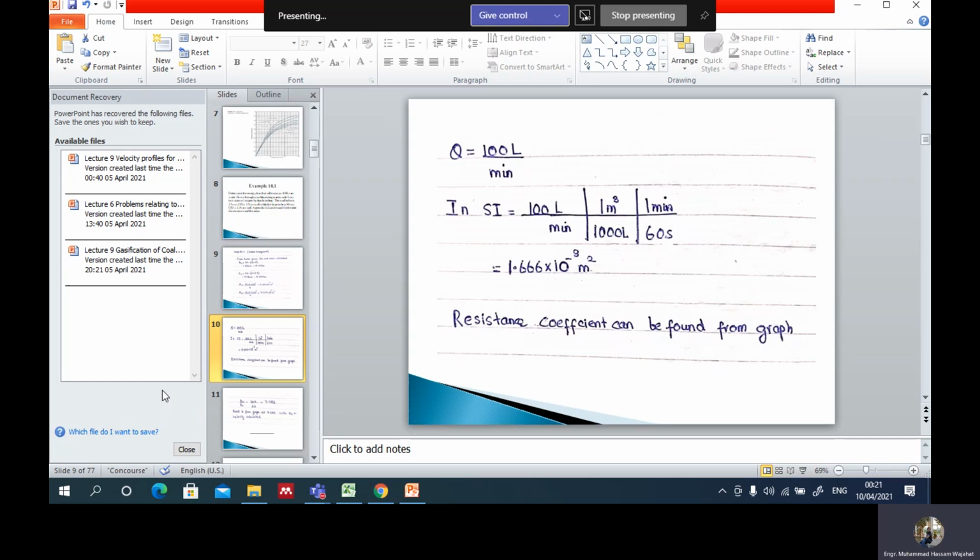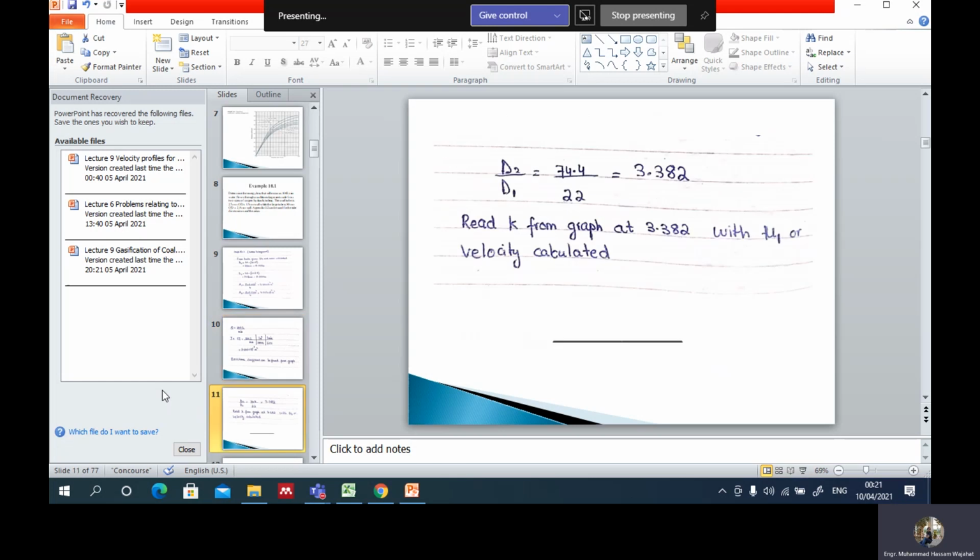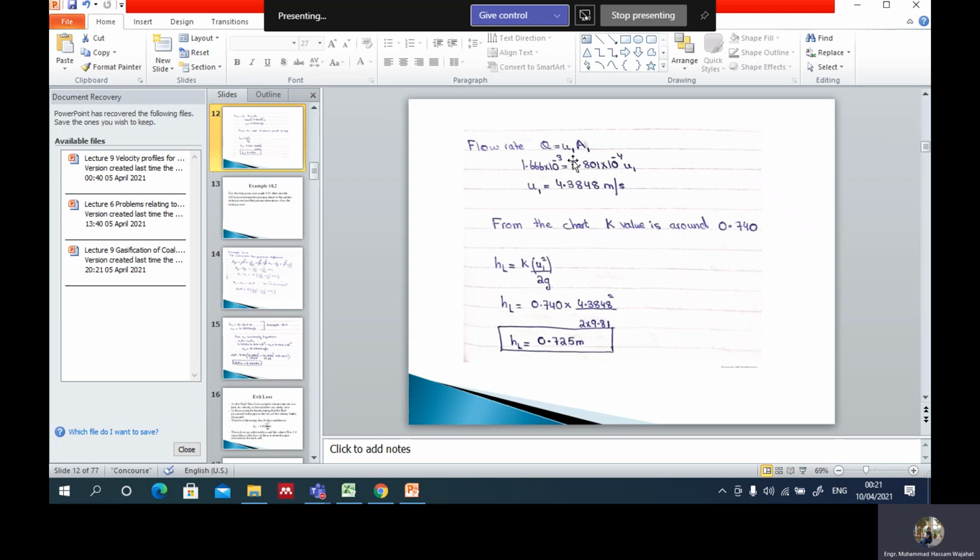I can easily find out the energy loss. So when I did D2 upon D1, I got 3.382. I read the value of K at 3.382 with the velocity calculated. Look how I calculate the velocity. Q is equal to U1 A1. I got a velocity of 4.3848. From the chart, the K value is around 0.740. I explained all that in my explanation.